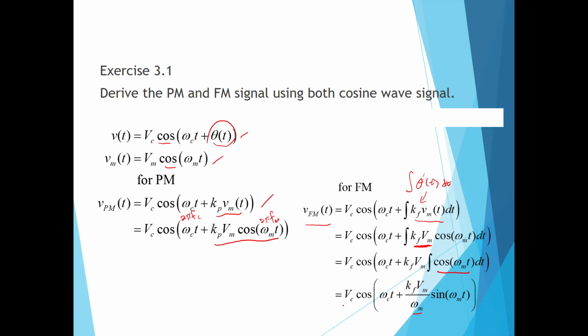So therefore the final equation would be Vc cos(omega_c t plus (kf Vm over omega_m) sine(omega_m t)). Remember to do the big bracket. This is very important. Don't make a careless mistake. Make sure you do the big bracket, because everything here belongs to the cos function.